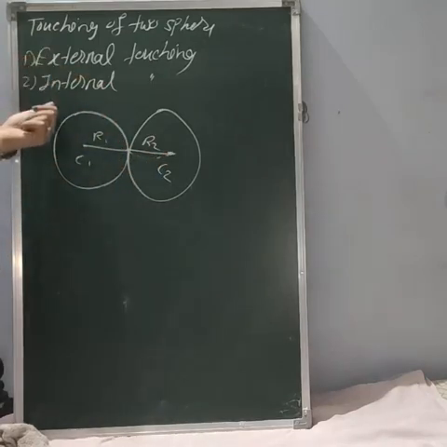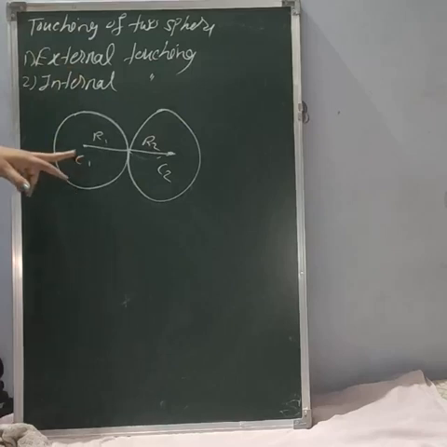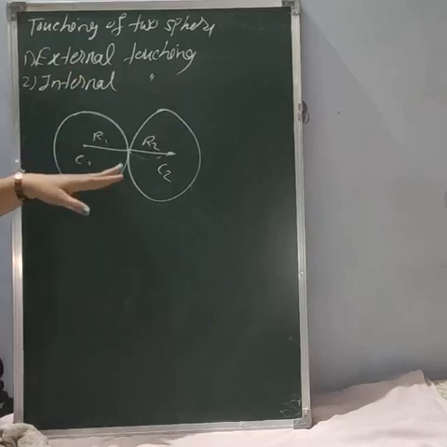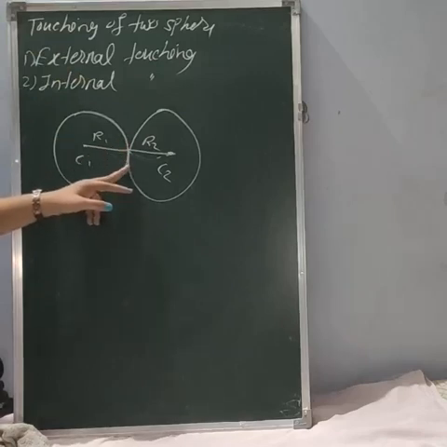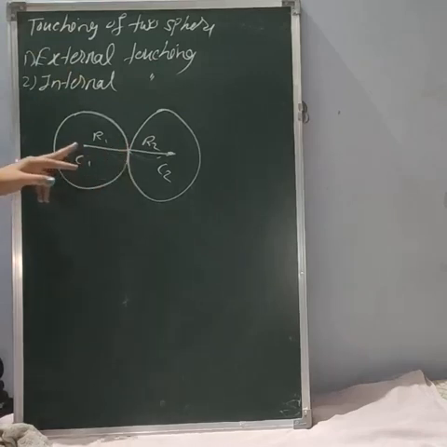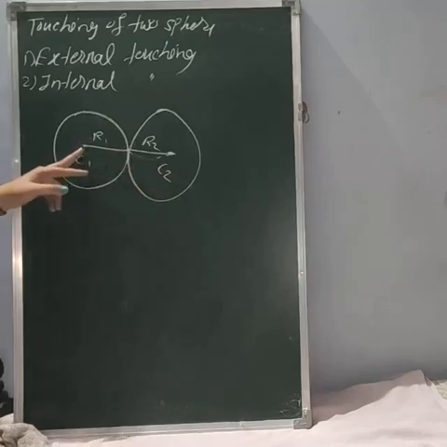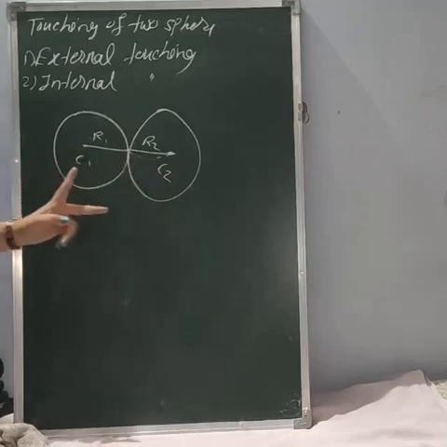You know the meaning of external and internal. But what is the condition here? We know that these two spheres touch externally because they touch here. But what is the condition? If you see the distance between C1 and C2, C1 and C2 are the centers of these two spheres.